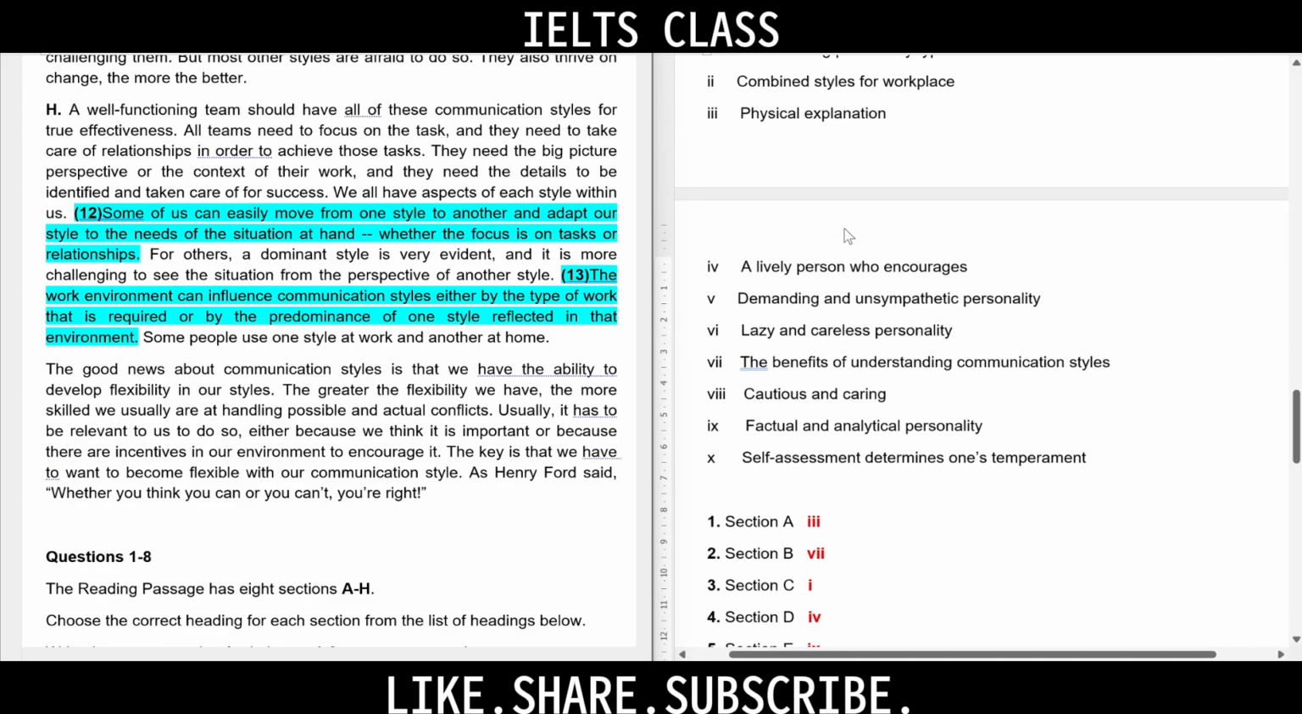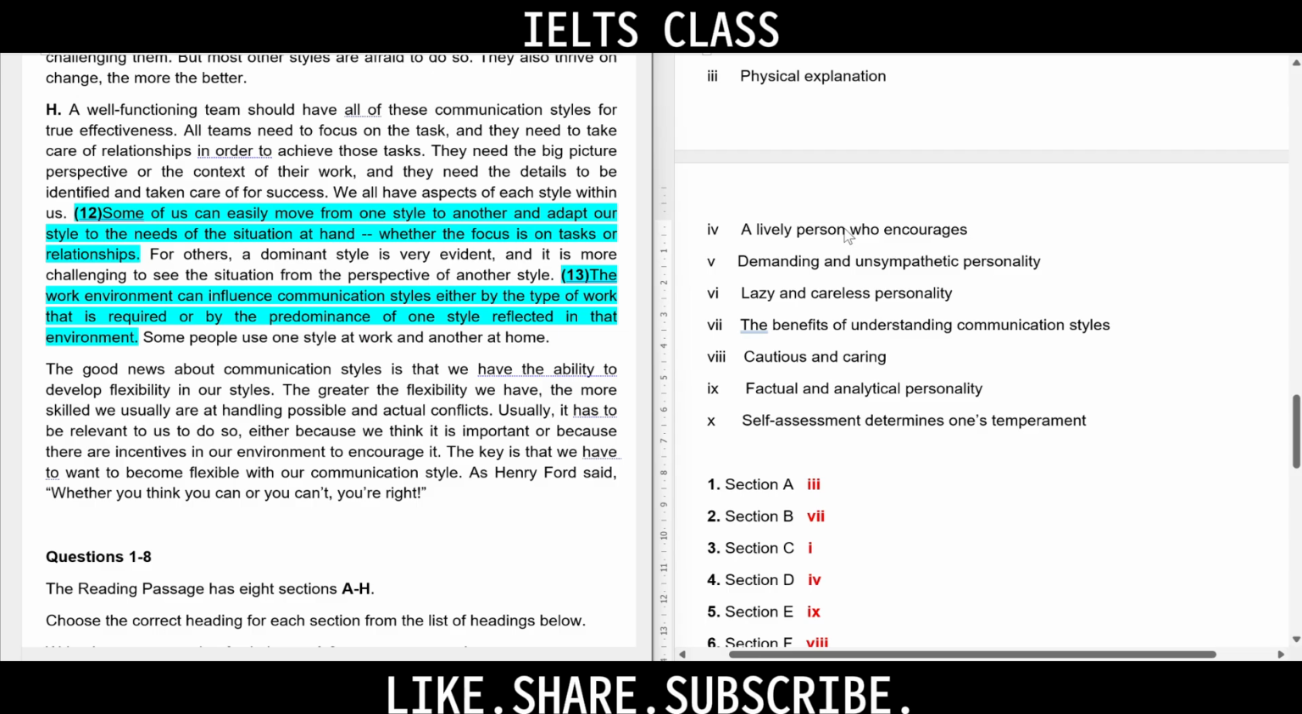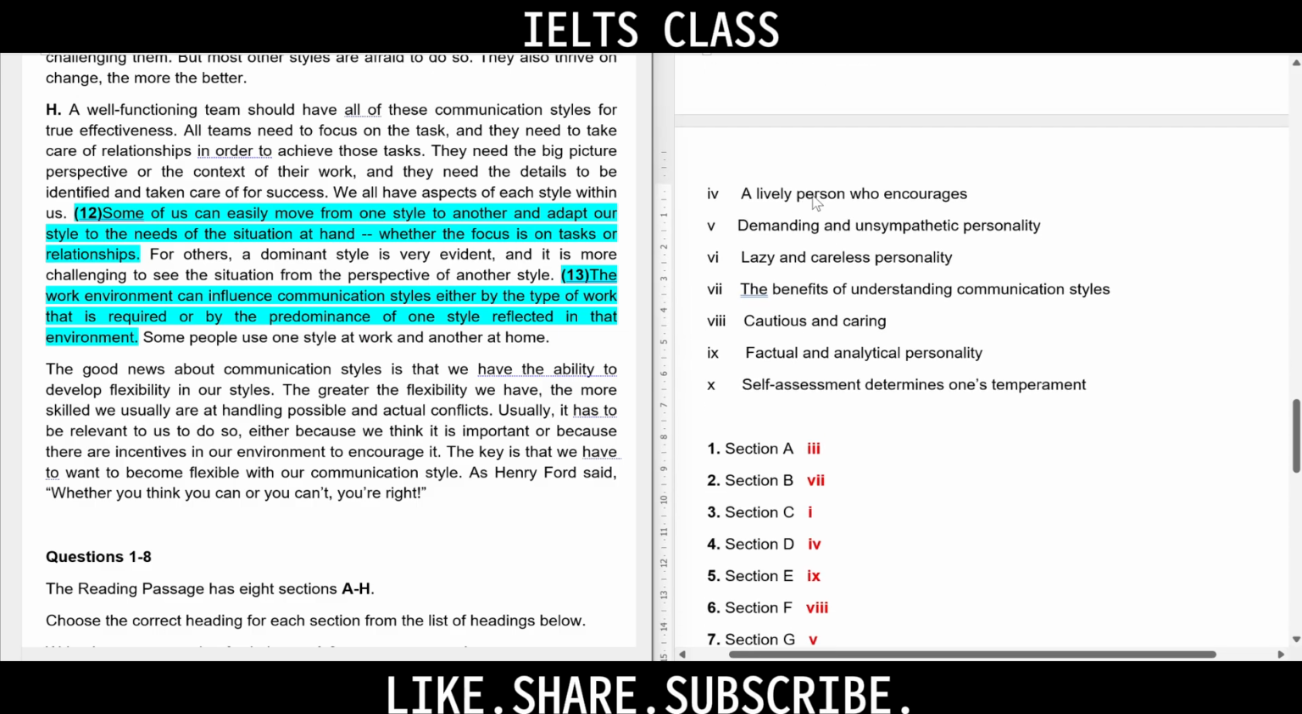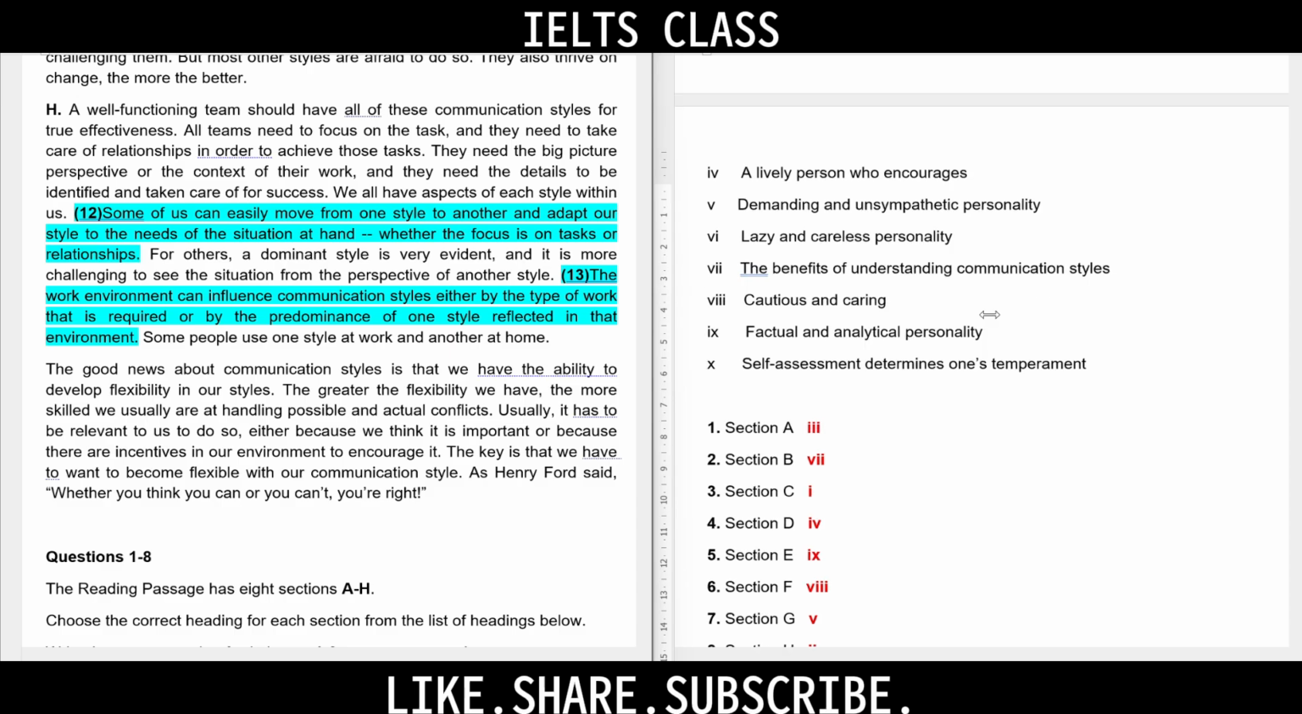They are not talking about any physical explanation and they are not talking about any specific personality type in this paragraph. So, options 4, 5, 6, 8, and 9 would not be the answers. Let's see the option 7, the benefits of understanding communication styles. So they are talking about benefits in this paragraph, but benefits of combining all of these communication styles, not the benefits of understanding communication styles. They are talking about communication styles, they are talking about benefits, but those benefits are of combining those communication styles, not understanding those communication styles. So this would not be the answer.